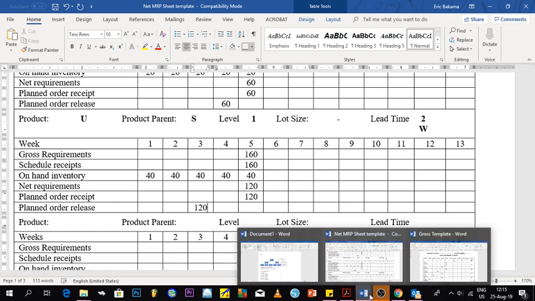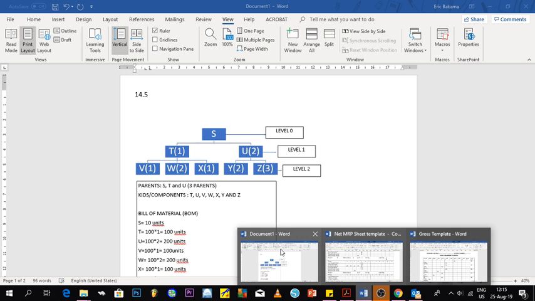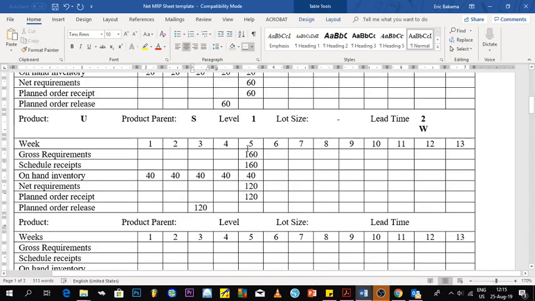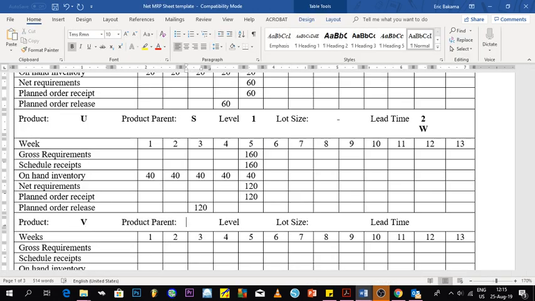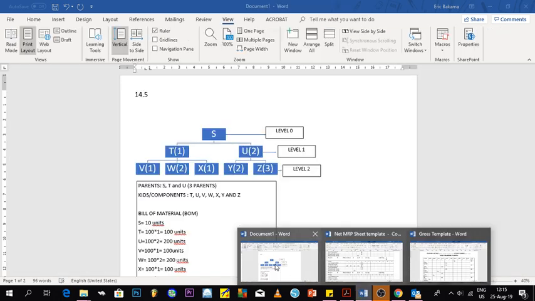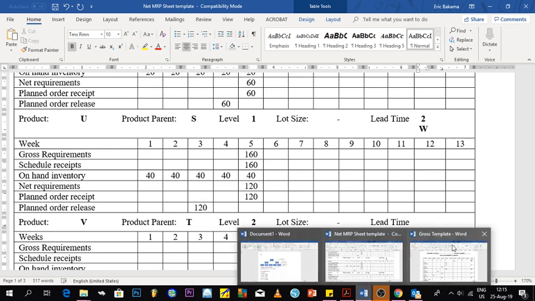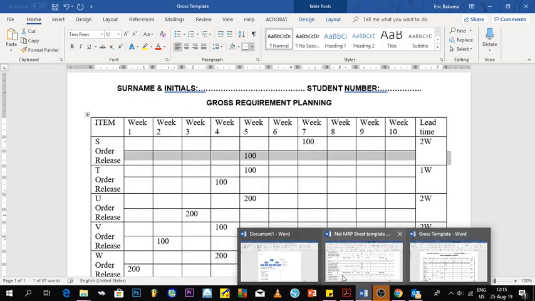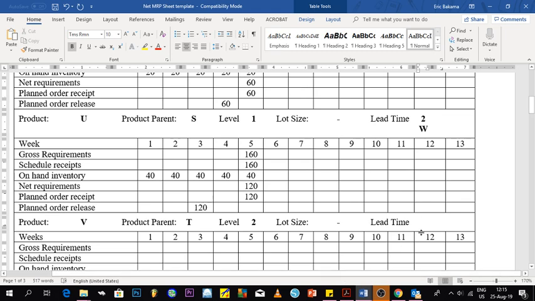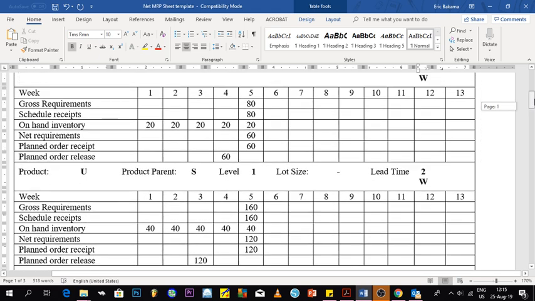Next, the next items are V, W, and X, which are coming from T. For V, it says that for us to get 1 T, we need 1 V. So the item here is V, the product parent is T, and it is on level 2, unless I'm mistaken, let me check. Yes, on level 2. The lot size is empty, and the lead time for V, let's look at our gross, is 2 weeks.